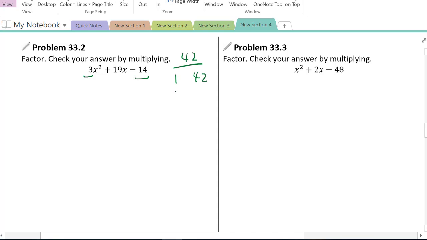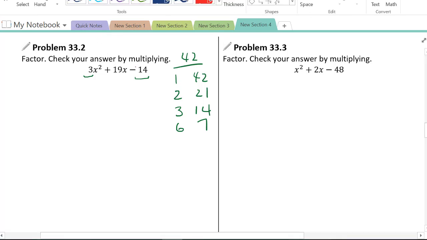What are they? 1 and 42, 2 and 21, 3 and 14. What else? 4, nope, 5, nope, 6 and 7. Okay. Now the one difference in these examples, you might have noticed, is that look at the sign of C, the last term. Now it's a minus and not a plus, right? In the last 2 GPSs, the sign of the C term was a plus. So that means we had to add to make the 19, right?